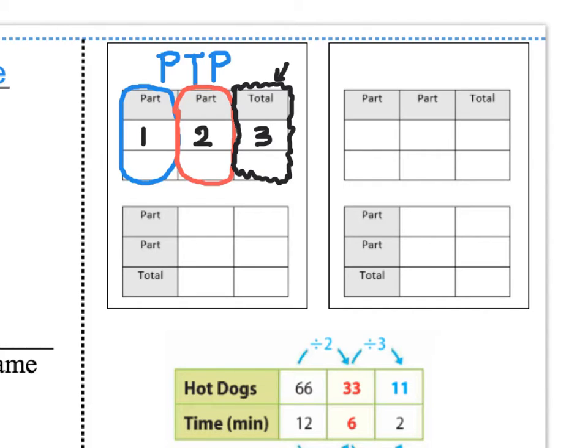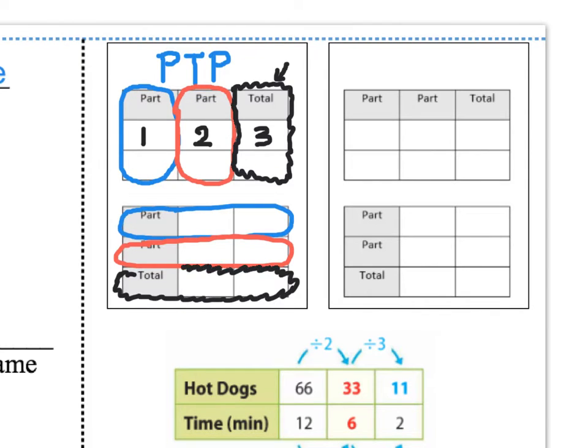Another way that you might see it is instead of having it in column form, you might see the part-to-part ratio in row form. So here's one part of my ratio. Here's the second part of my ratio. And once again, the total may not be there. It just depends on whether or not the problem is giving that to you. So sometimes they might have it, sometimes they might not. So for example, what if you had 2 gummy bears and 3 chocolate bars? That's a part-to-part ratio, but the total amount of candy would be 5 because 2 plus 3 is 5.